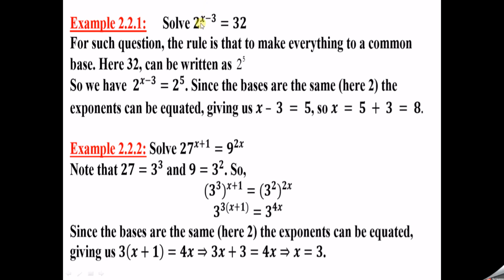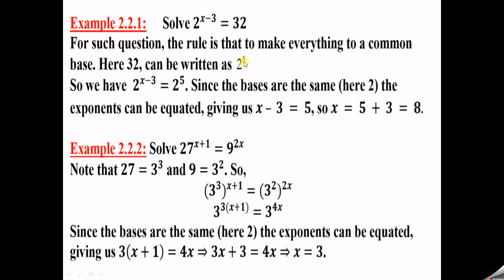So to find x value, we try to write both sides of the equation as a power of a prime number. Here 2 is always a prime number, and 2 power x minus 3 we leave it as it is because it is a power of a prime number. On the right hand side we have 32. So we try to write 32 as a power of 2. So 32 you can write it as 2 power 5.